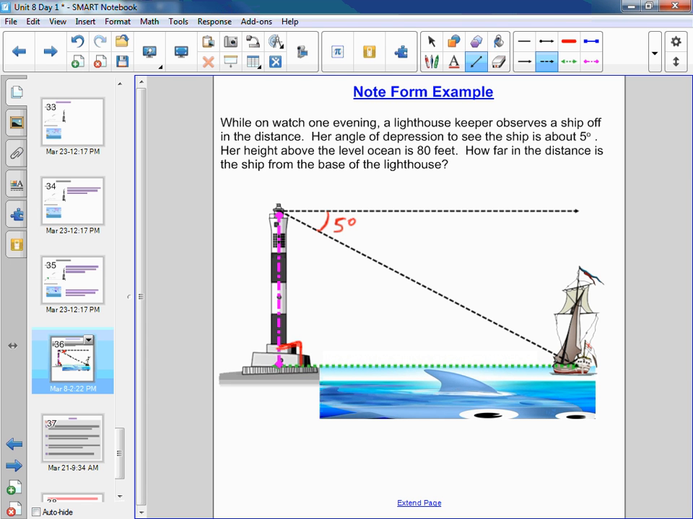Next, her height above the level ocean is 80 feet. So where can I put that 80 feet? Joe? The lighthouse, I'm down, so we'll put 80 feet here. And where can I put my unknown, right? What is it that we're trying to figure out in this problem? What is it that we're looking for?